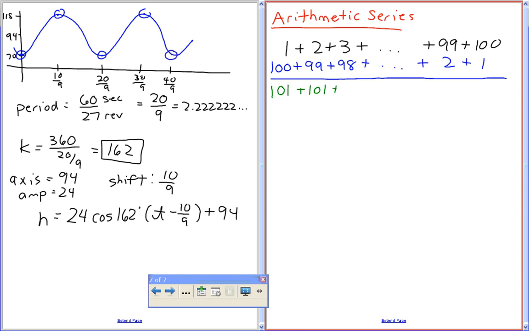Oh. What actually happens all the way through? They're all 101. Okay, so how does he add that up then? What does he do next then? There's how many? You sure there's 50 pairs of 101s?